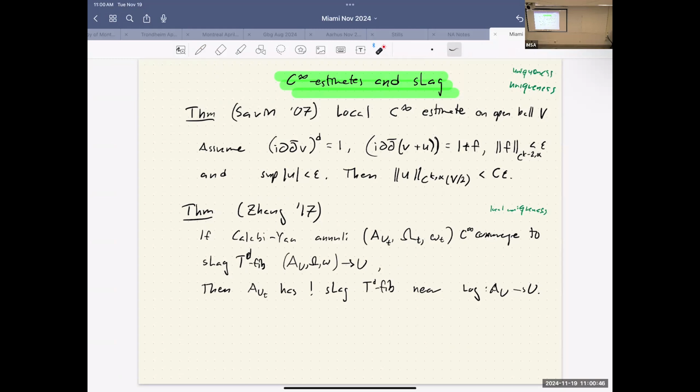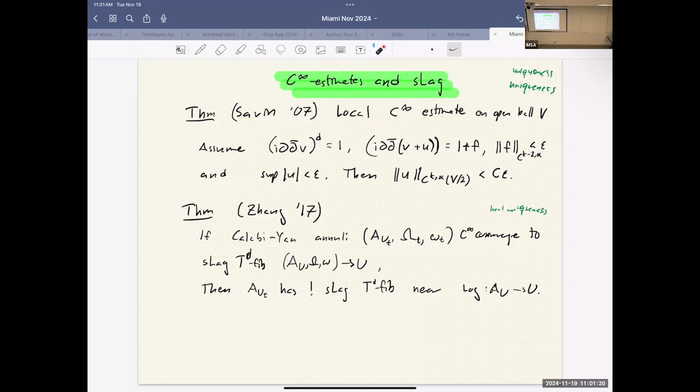The next step is to upgrade these C0 estimates to C infinity estimates. This is done by a small perturbation theorem by Savin. This is sort of a separate community, very separate from the pure potential techniques that went into the previous theorem. This is more real PDE techniques, and this is local in nature as well.